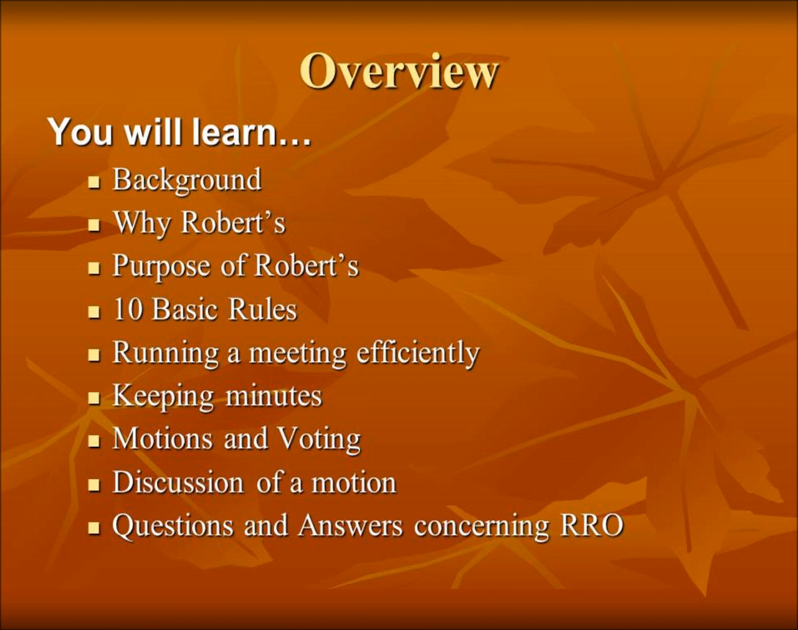Then how to run a meeting efficiently. Keeping the minutes. Every secretary needs to know how to keep the minutes and what's necessary to be kept in the minutes of a meeting. Then motions and voting. How to protect the rights of those who have a dissenting voice. And then the discussion of a motion. And then we'll have some questions and answers concerning Robert's Rules of Order to finish off this discussion. And these questions and answers could be very helpful for you as you write your paper on Robert's Rules of Order. So I would encourage you to pay special attention and close attention to them.